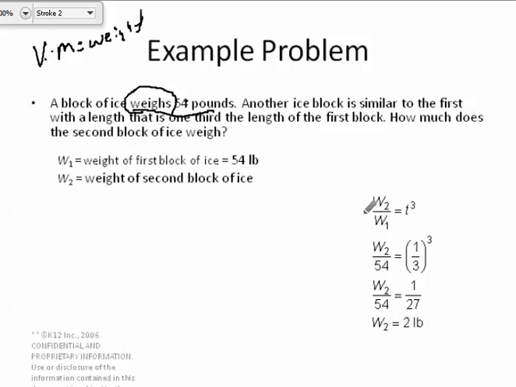So if I know that one volume is 54 pounds, the other volume we don't know, but we know the height is 1/3 of the other one. 1/3 cubed is 1 over 27. Ratio here means that, okay, means and extremes, 54 is equal to 27. 54 divided by 27 is 2. So a block that is 1/3, this one, will weigh 2 pounds.